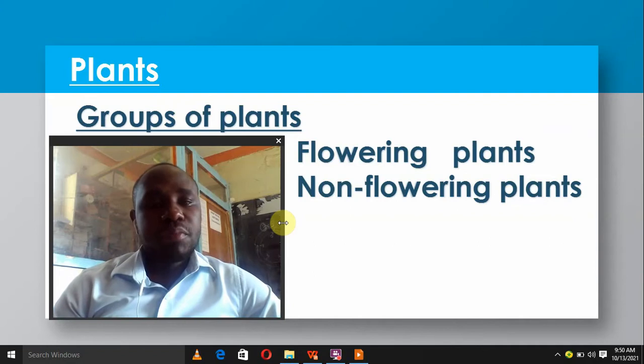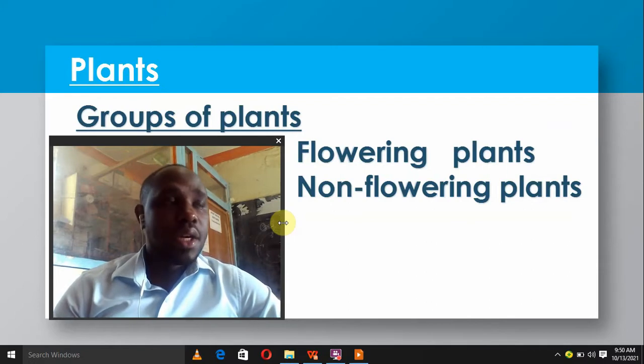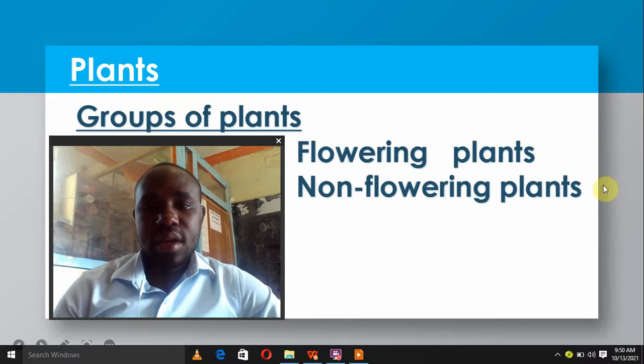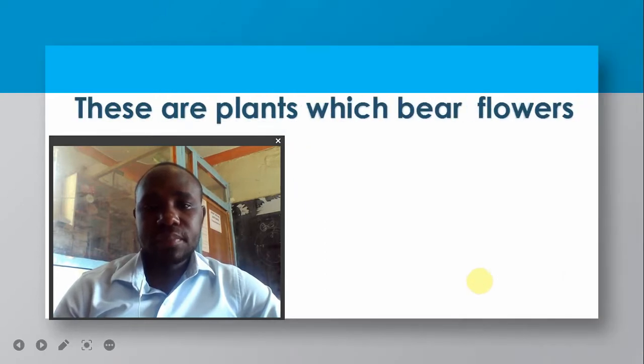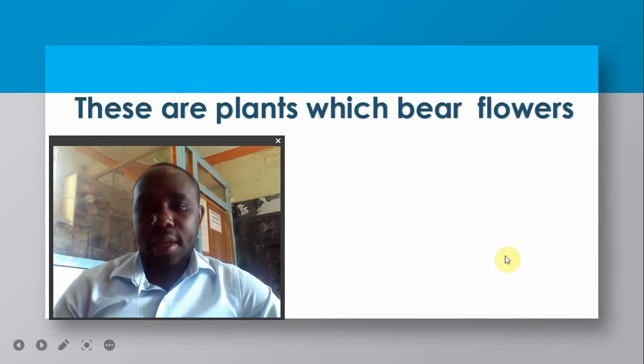Let's look at the groups of plants. Plants mainly are divided into two groups. One is called flowering plants, and another one is called non-flowering plants. So mainly those are the two main groups of plants that we have in the environment: the flowering plants and the non-flowering plants. Now let's have a look at this.